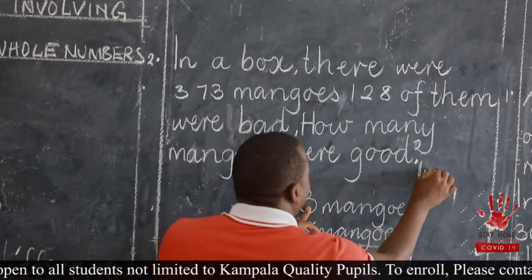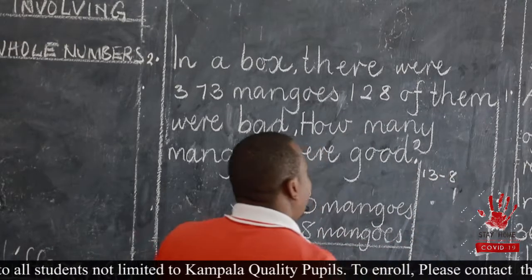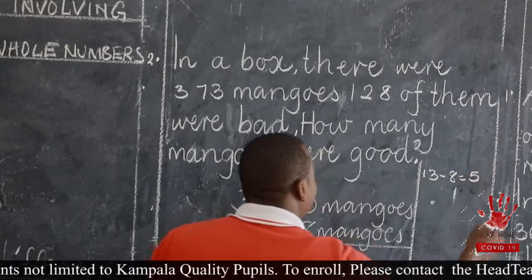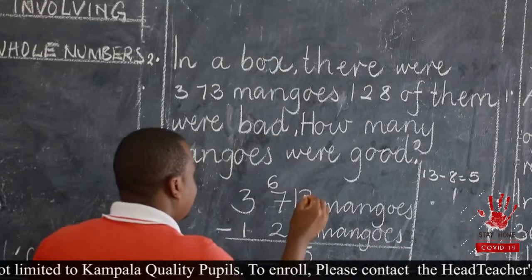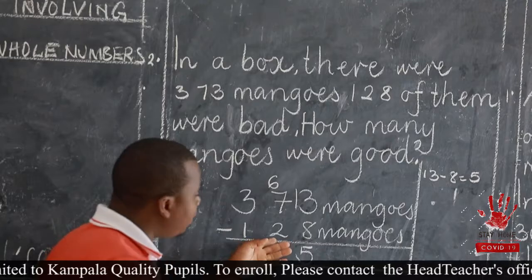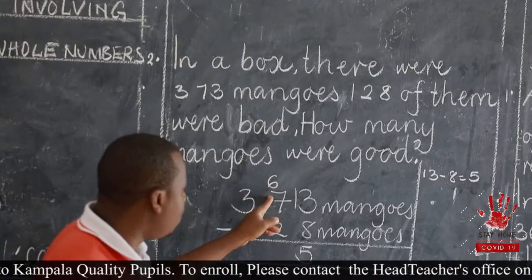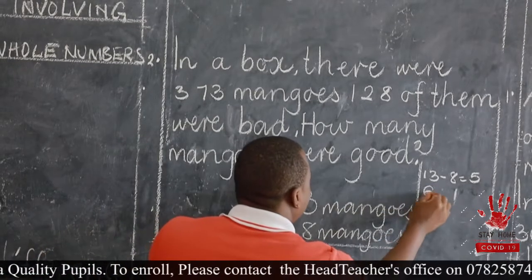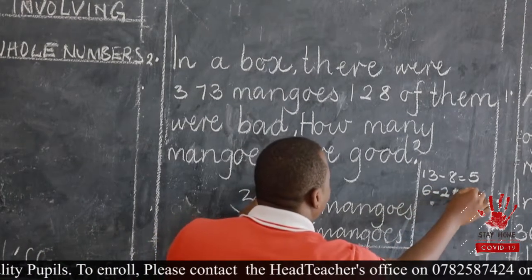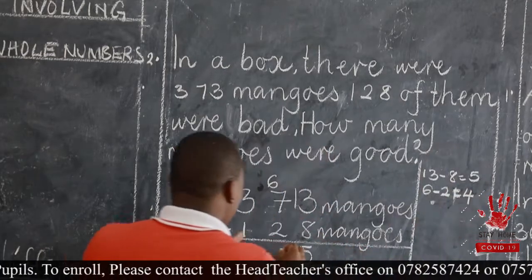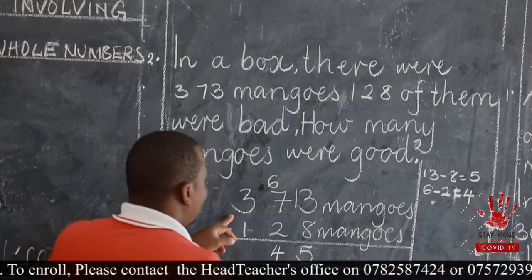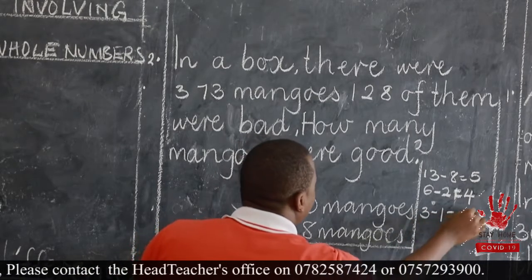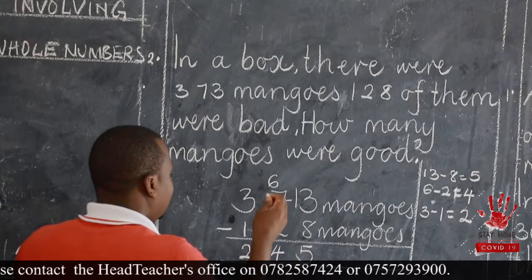So now here we shall have 13 take away 8. What is 13 take away 8? That is equal to 5. Come and write here 5. Then I have 6 take away 2. Do we need to regroup here? No, because 6 is already bigger. Now we are going to have 6 take away 2, which is equal to 4. Come and write here 4. Then I got the last one, 3 take away 1 equals to 2. Then I will come and write here 2.